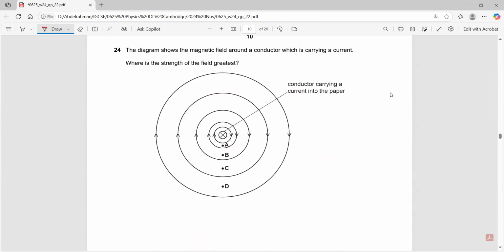Where is the strength of the field greatest? This is a very easy question, honestly. It's A.